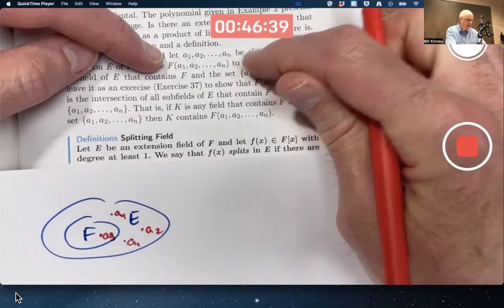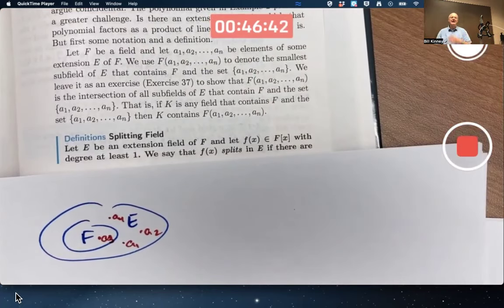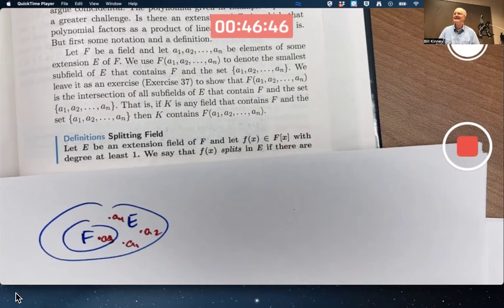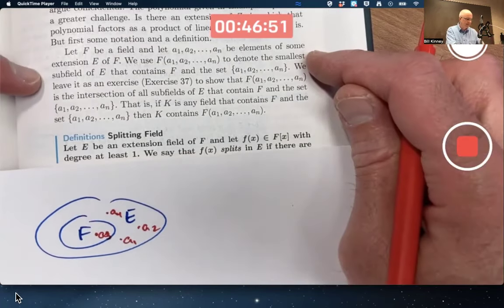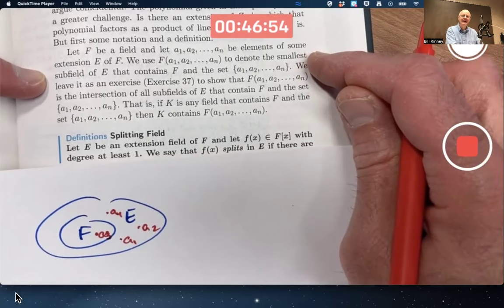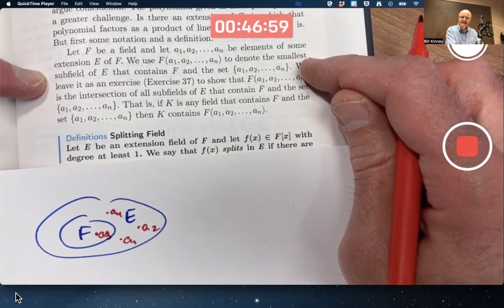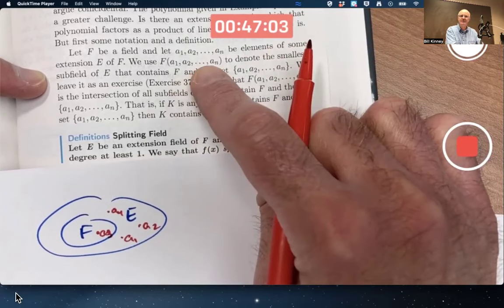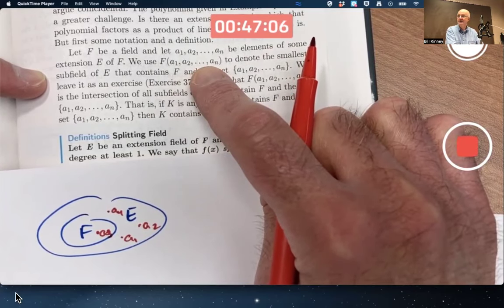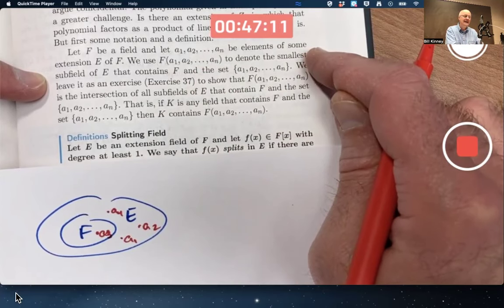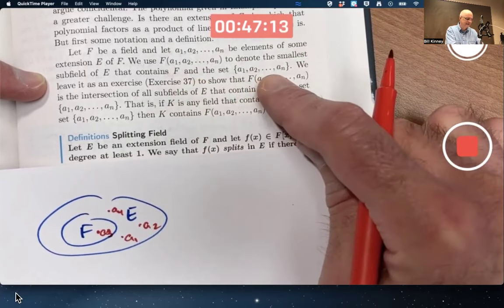We use this notation, F of A1 through AN, which looks like function notation, but it's not, to denote the smallest subfield of E that contains all of F, and it also contains all the A's. This thing represents a field, the smallest subfield of E that contains F and all the A's.